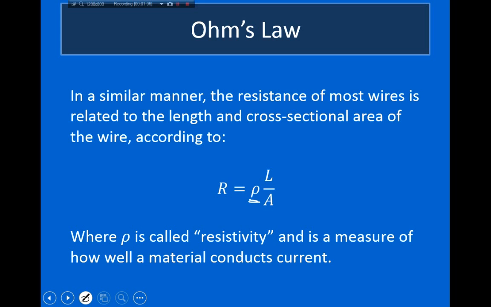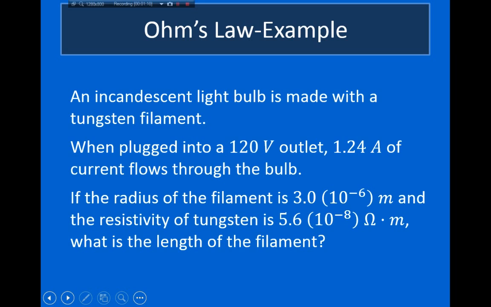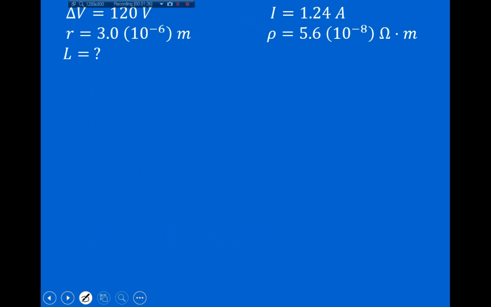So let's go ahead and look at an example. This example says an incandescent light bulb is made with a tungsten filament. When plugged into a 120 volt outlet, 1.24 amps of current flow through the bulb. If the radius of the filament is 3 times 10 to the minus 6 meters, and the resistivity of tungsten is 5.6 times 10 to the minus 8 ohm meters, the question asks us to find what is the length of the filament.